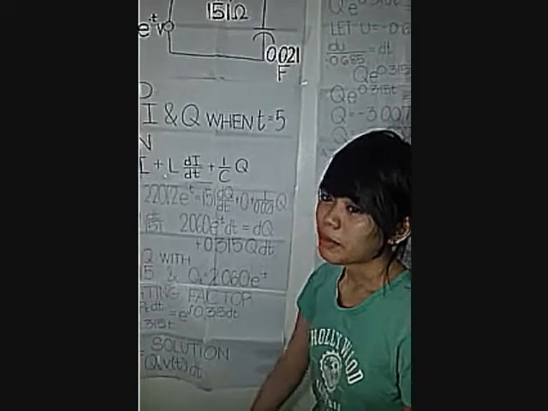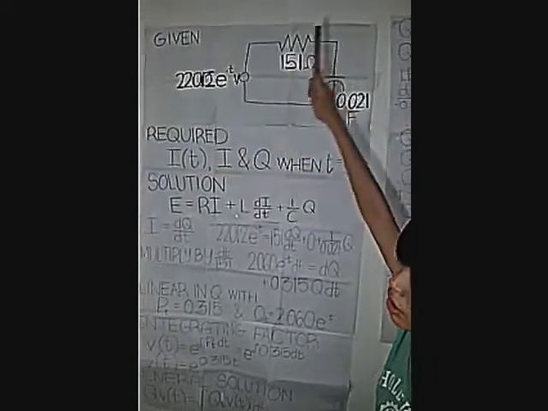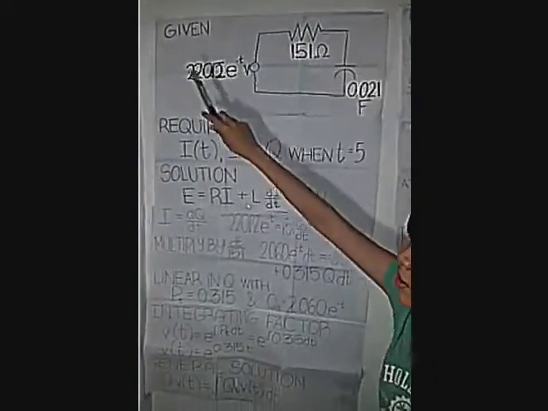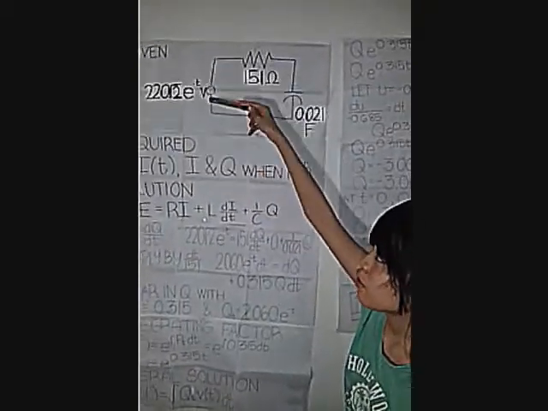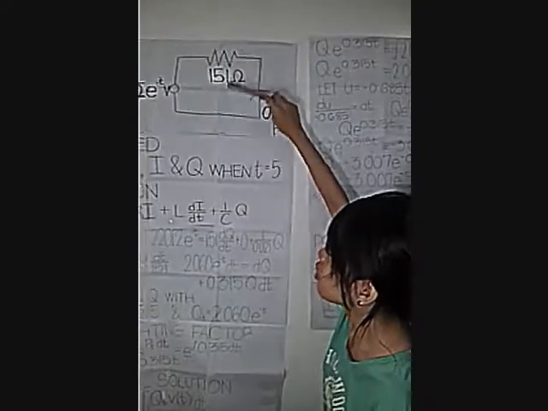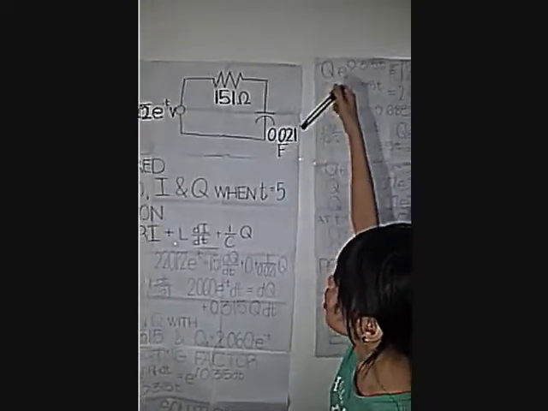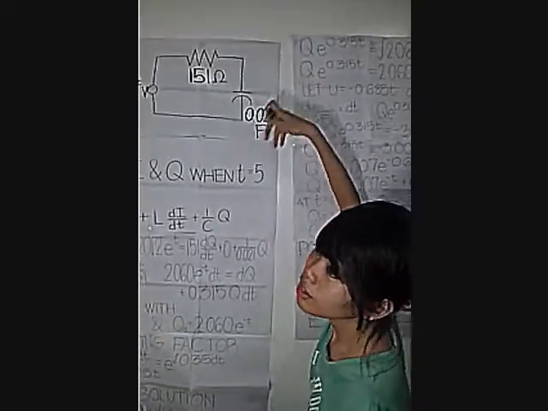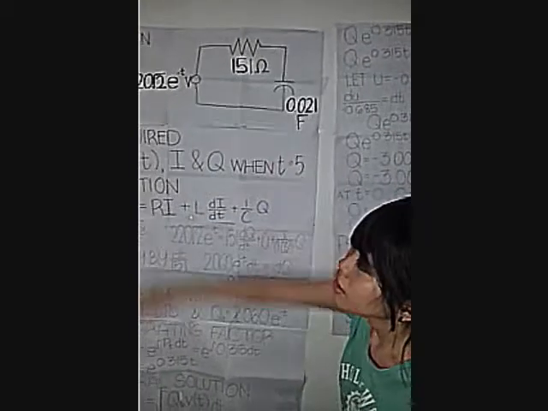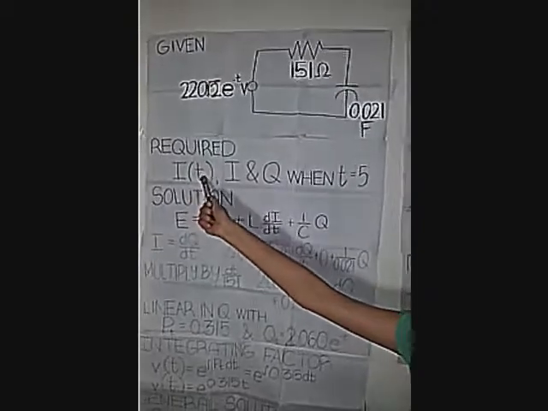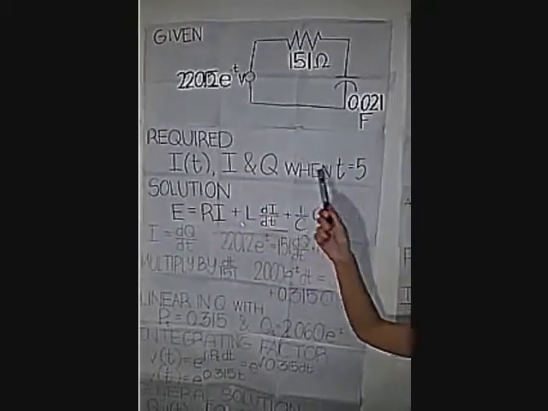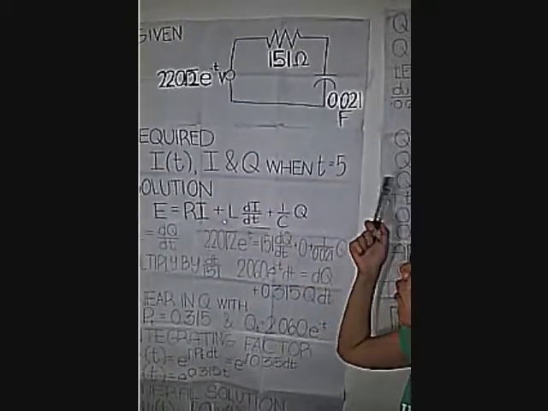Based on the problem, we could write the given using a circuit diagram. The 220 square root of 2 times e to the negative t voltage source is in series with the 151 ohm resistor and the 0.021 farad capacitor. The requirements are the function of I with respect to t, I and q when t is equal to 5 seconds.